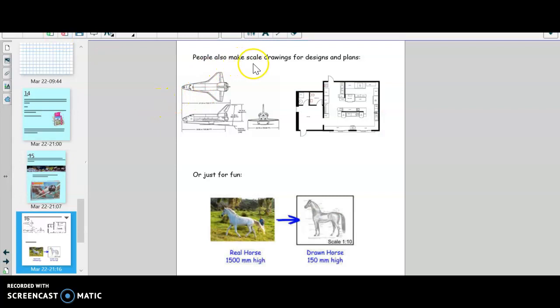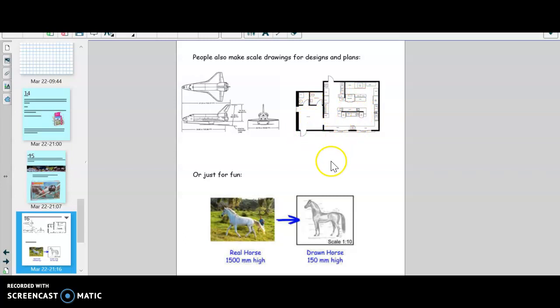People also make scale drawings for designs and plans. You might recognise this. It's the Space Shuttle from many, many years ago when the American Space Shuttle used to go into space. And that's not the size of the real Space Shuttle, is it? It's a tiny version. It's drawn to scale. And that's the scale plan of the inside of a house. That might be a kitchen. That might be some bathrooms there.